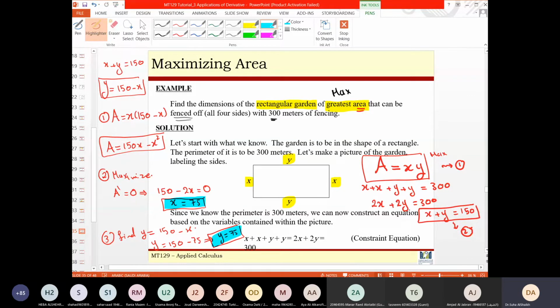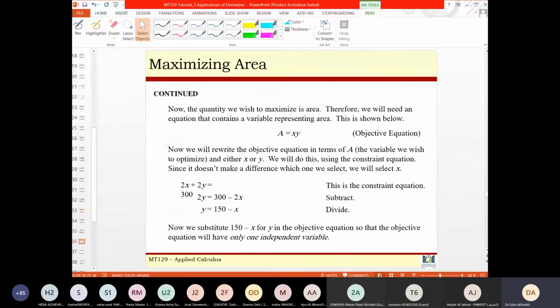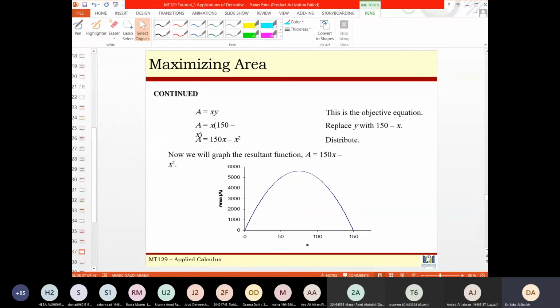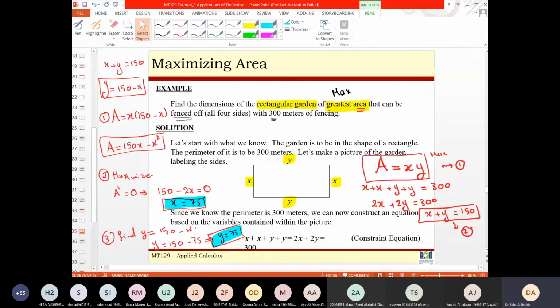Any question here? Of course the solution is in the slide already, you can see the details of the solution. But I chose to write it because I want to show you the things in red that I wrote from the start here. This was the first step, and this is step 2.